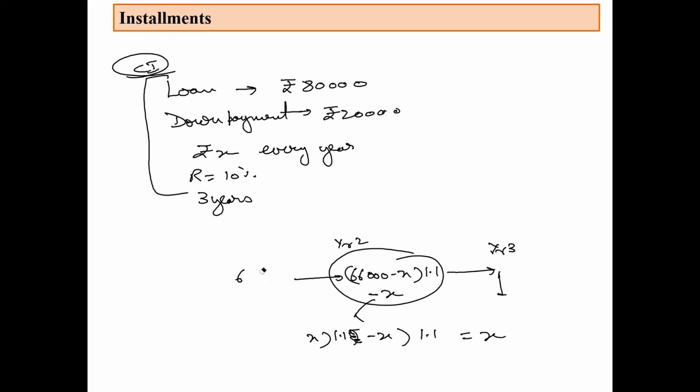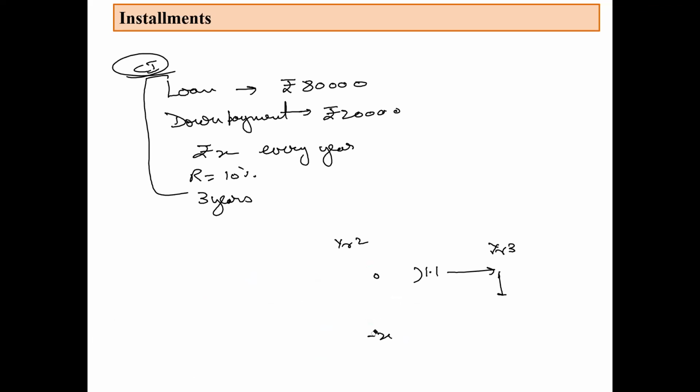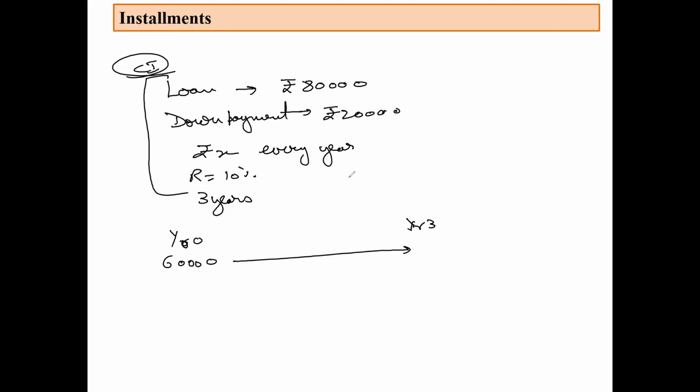What does that mean? That means I took a loan of 60,000 at the start of year zero, right? What will be the value of this money at the end of 3 years? At the end of 3 years, because compound interest will be charged for 3 years, it will become 60,000 into 1.1 raised to power 3.